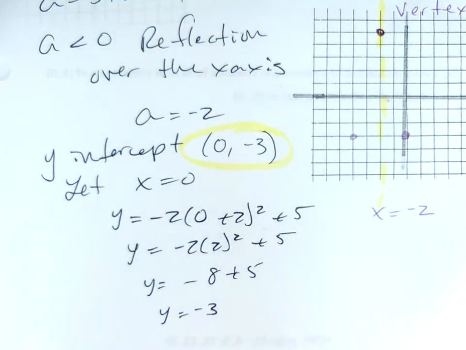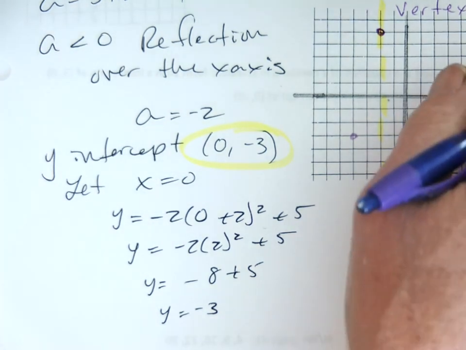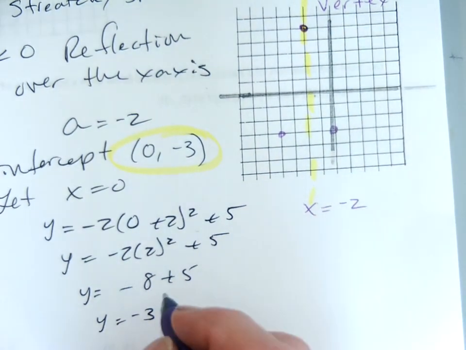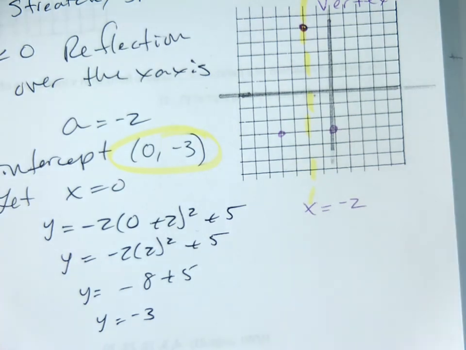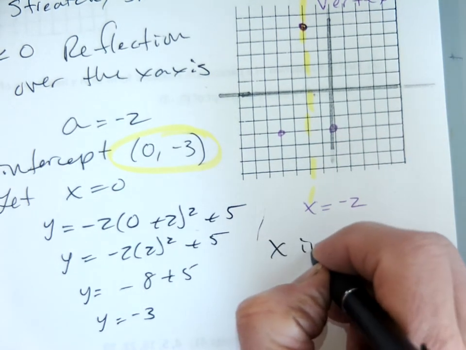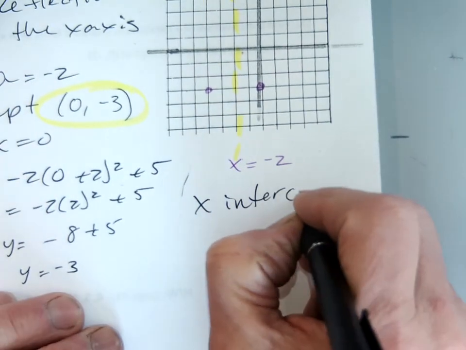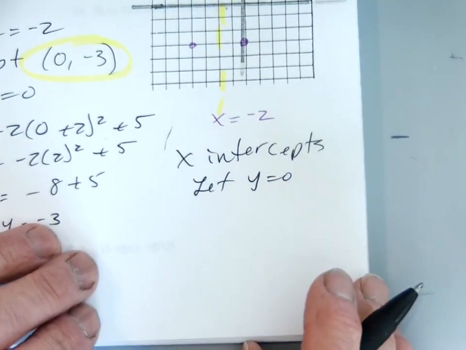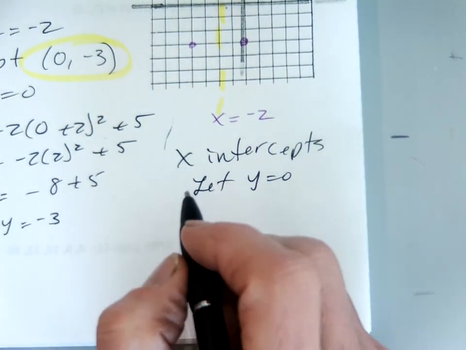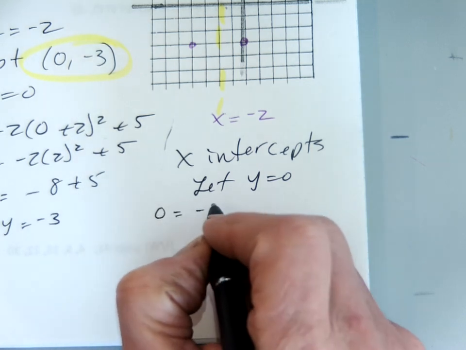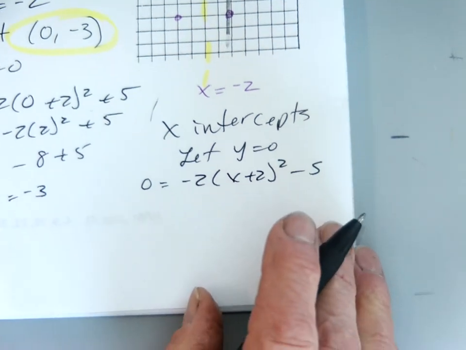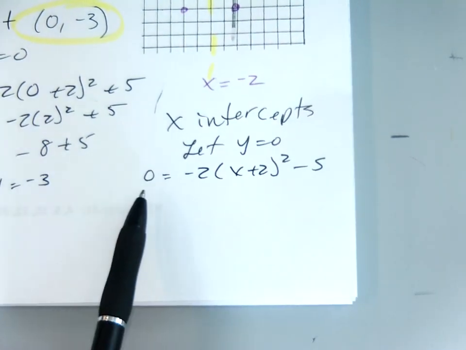Now, the only thing I don't have are the x-intercepts, right? So how do I find the x-intercepts? Okay. So you let y equal 0, okay? So to find x-intercepts, we're going to let y equal 0. All right, let's see if I can squeeze this in. I will have 0 equals negative 2 times (x plus 2) squared plus 5, okay? I just let y equal 0 to find the x-intercepts.